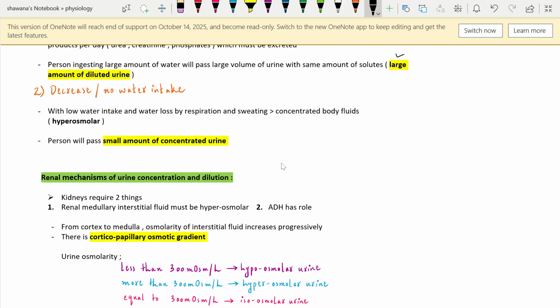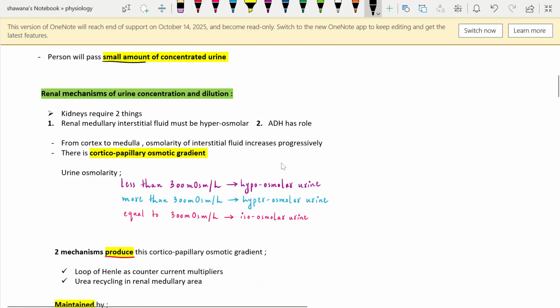It means that osmolarity can increase from 300 maybe to 310, maybe to 320. Okay, there is the danger of hyperosmolar conditions. It's also very dangerous. So the person will pass a small amount of concentrated urine because we want to conserve water in case of no water intake. So let's talk about how the kidney maintains the urine concentration and dilution.